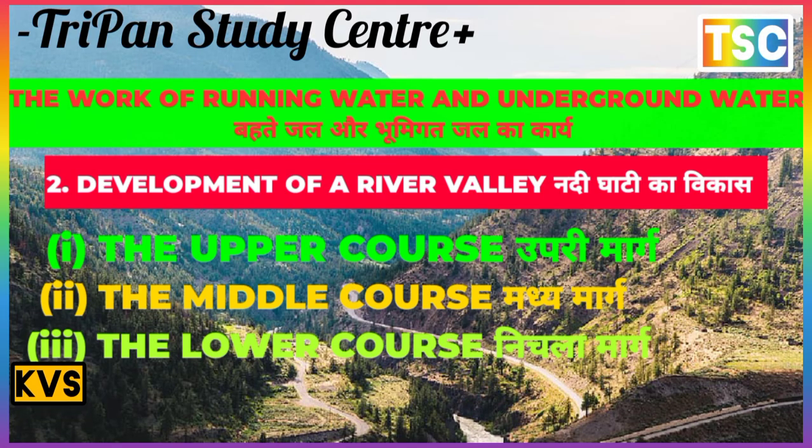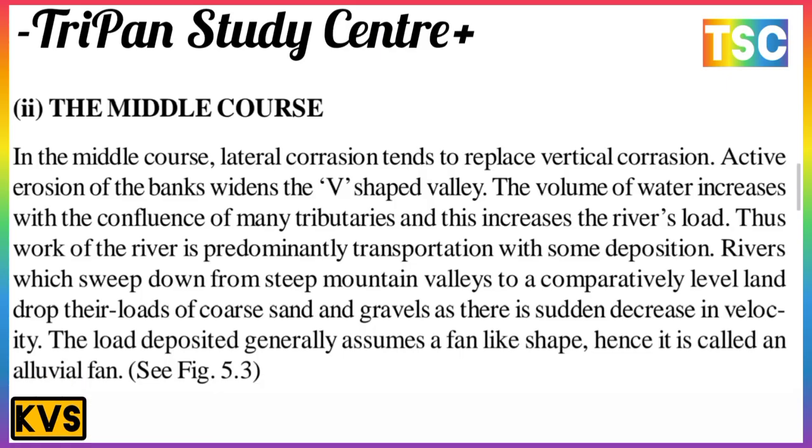The next is the middle course. In the middle course, lateral corrosion tends to replace vertical corrosion. Active corrosion of the bank widens the V-shaped valley. The volume of water increases with the confluence of many tributaries, and they increase the river's load. Thus, the work of the river is predominantly transportation with some deposition.